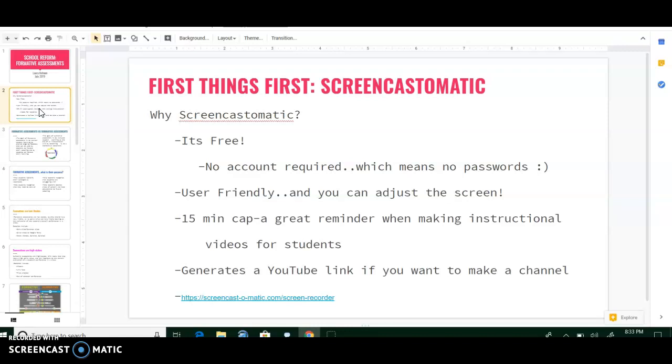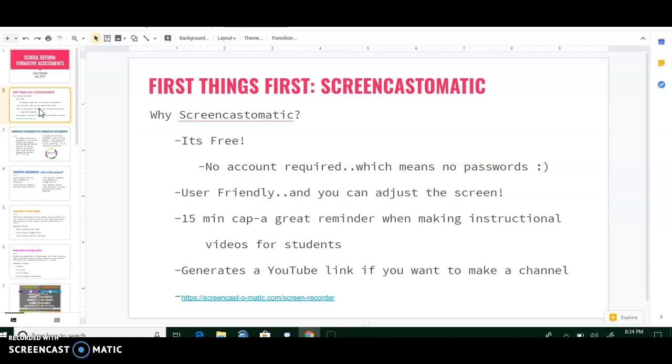You can toy around with it and see what you like, see what you don't like. You can make short videos, delete them, and start up again real quick. And you can adjust the size of the screen that you want your video to capture, so that's really nice too.